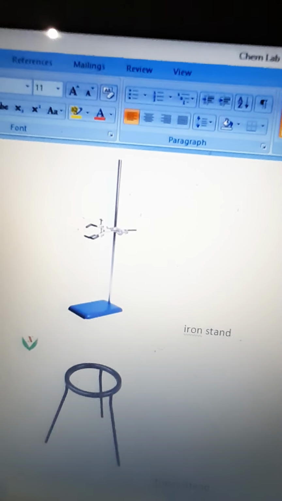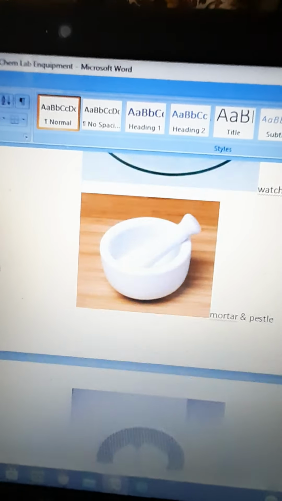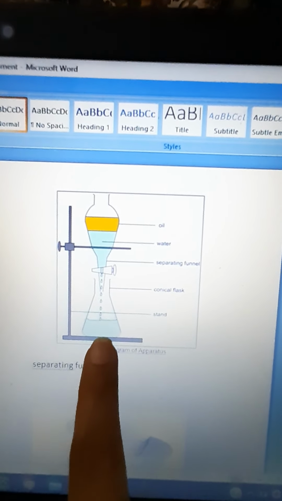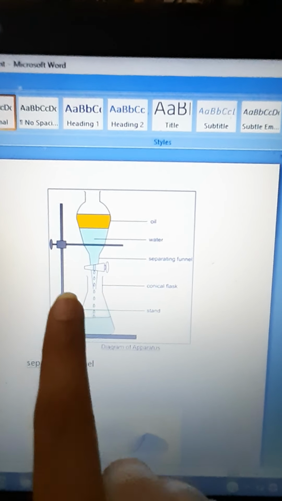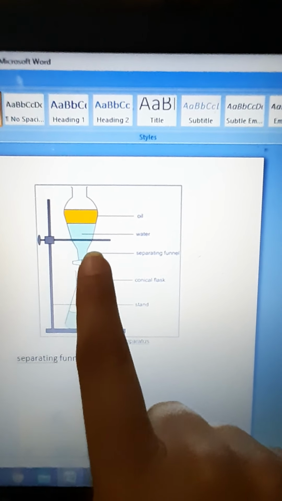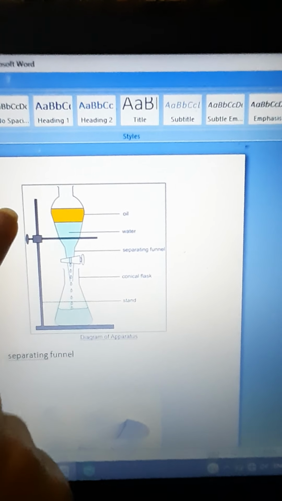The experiment which we saw earlier with the separating funnel being used, here it shows the iron stand right here. The flask is kept on the stand, on the platform of the stand. On this clamp, the separating funnel is fixed, and from here we can adjust the height of the funnel.